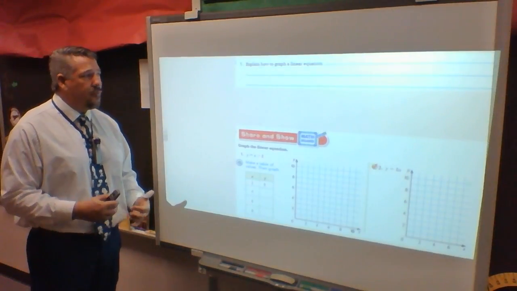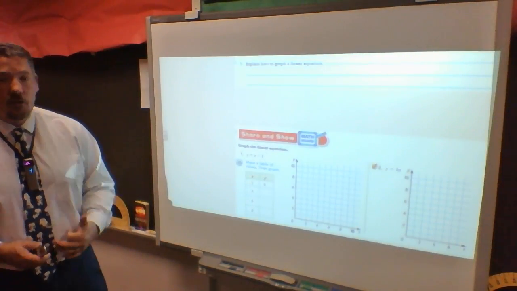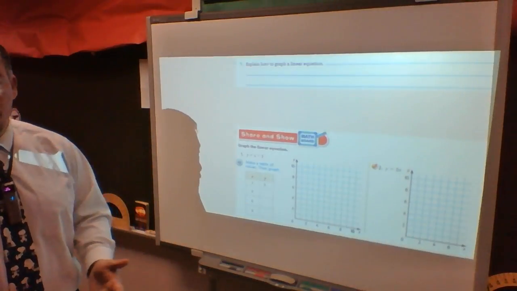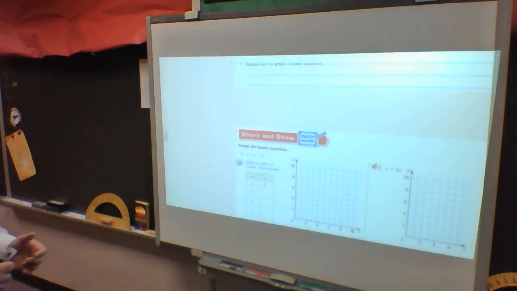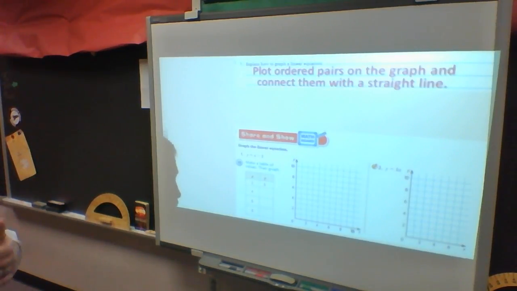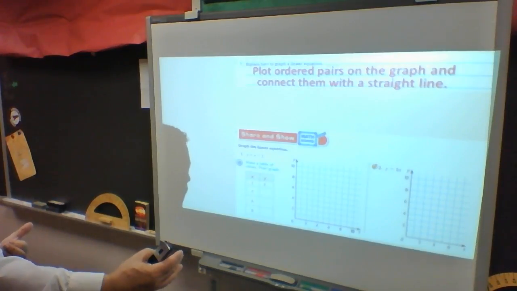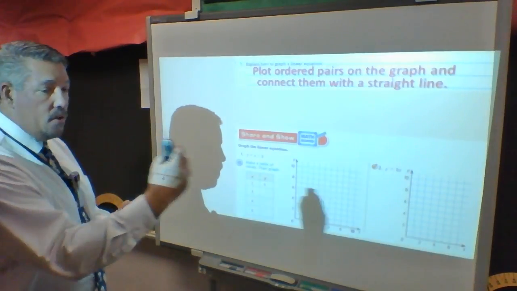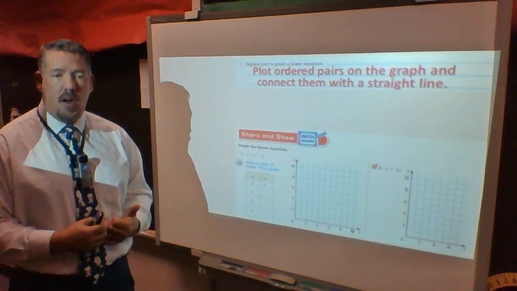Explain how to graph a linear equation. So thinking about how to describe, you have to use words. And when you describe how to graph it, then just go through the process of what would we do. Well, first we would plot our ordered pairs on the graph. And then once I have my ordered pairs on the graph, then I'm going to connect them with a straight line. It's the straight line that shows it is a linear equation.